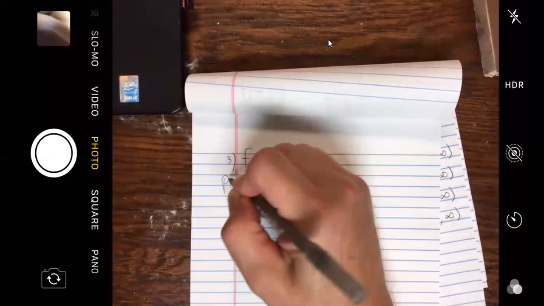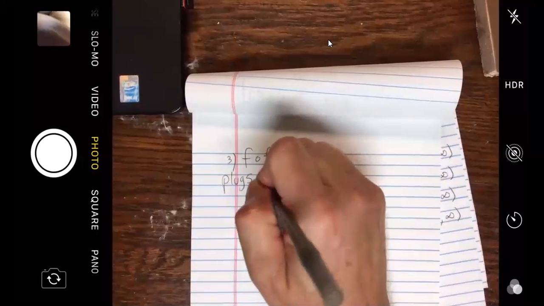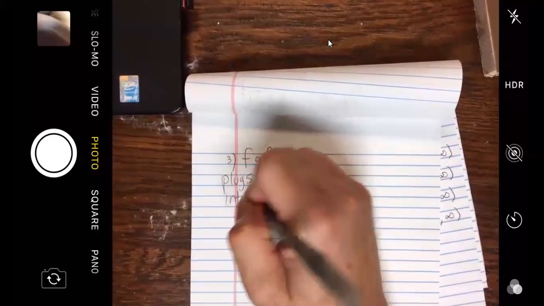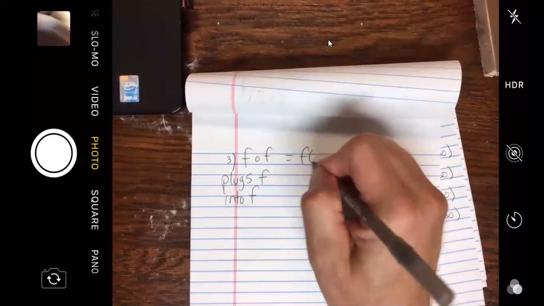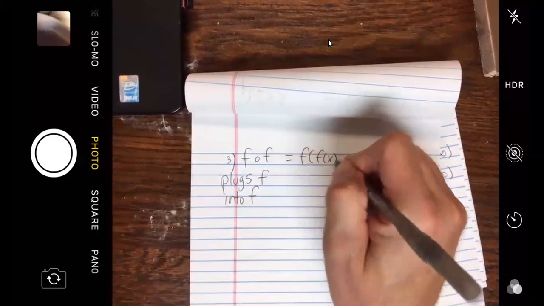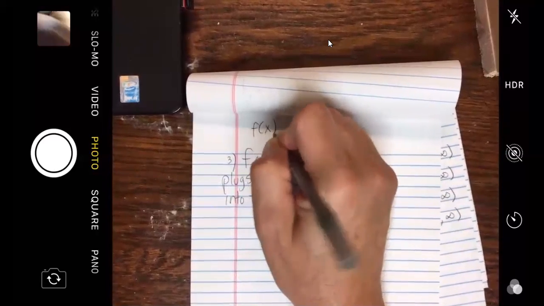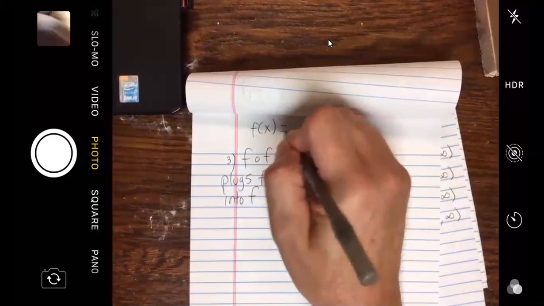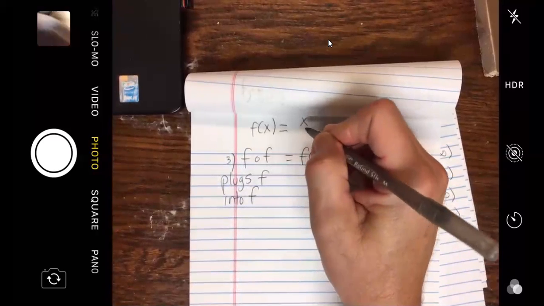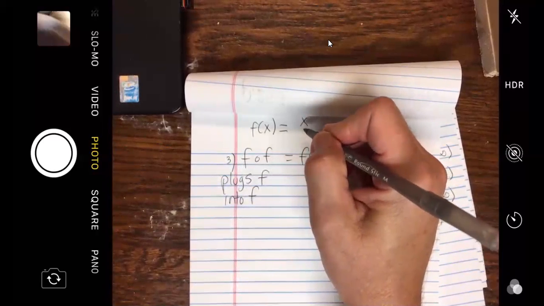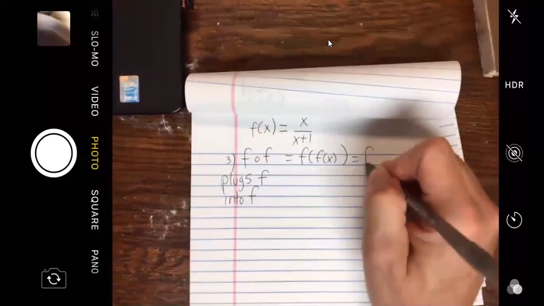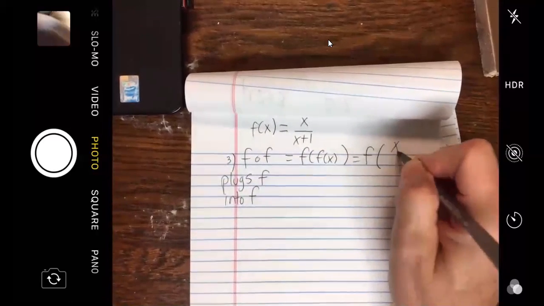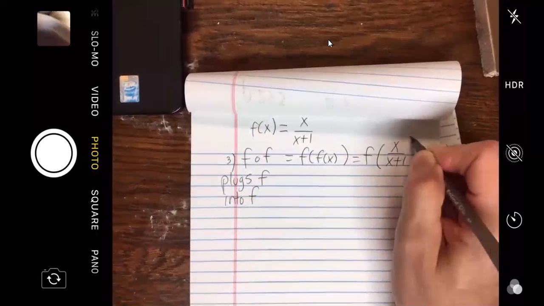This plugs f into f. f of x, you only need the f. Maybe I'll write this one out. x over x plus 1, f of x over x plus 1.